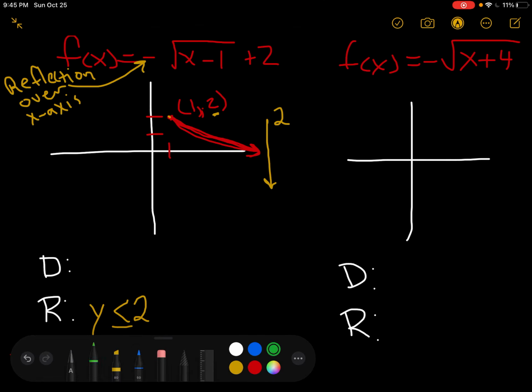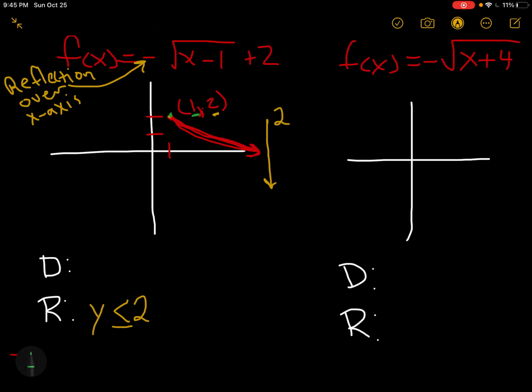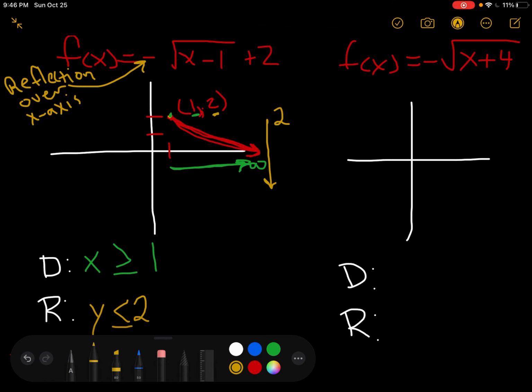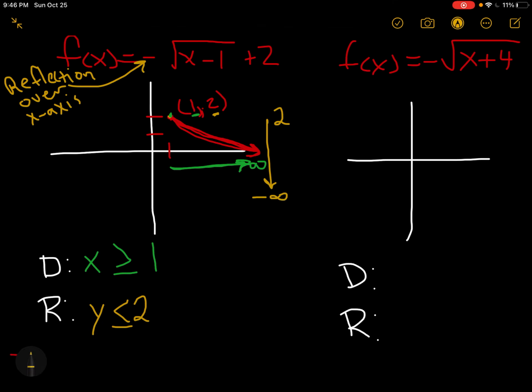My domain is going to start here at 1, and domain is connected to the x values. It's going to start here at 1, and it's going to go in the positive direction, towards positive infinity. So x is going to be greater than or equal to 1. Again, my domain is going toward positive infinity, while my range was actually going down to negative infinity. So we say y is less than or equal to 2.